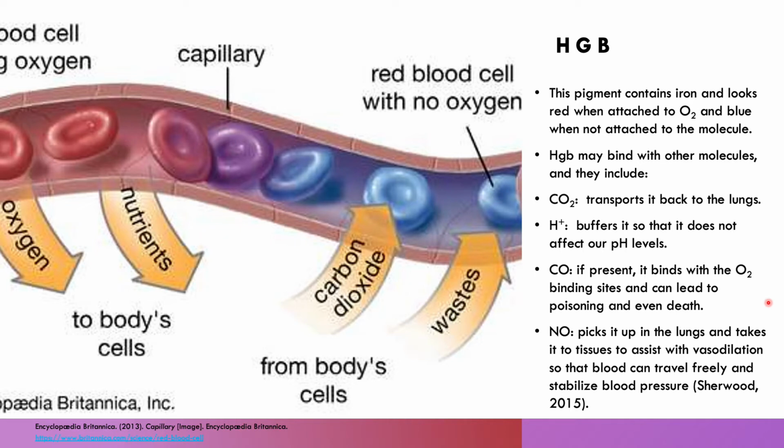Another thing it can bind to is nitric oxide. It picks it up in the lungs and takes it to tissues to assist with vasodilation so that blood can travel freely and stabilize blood pressure.